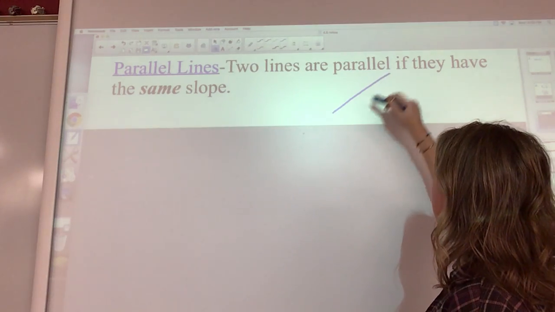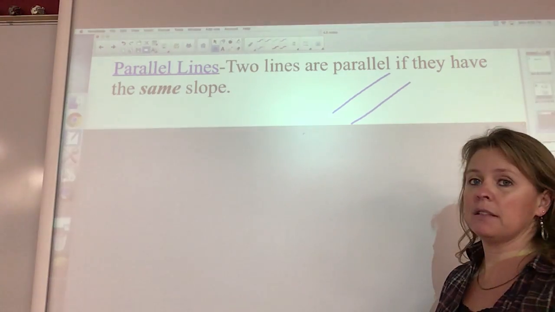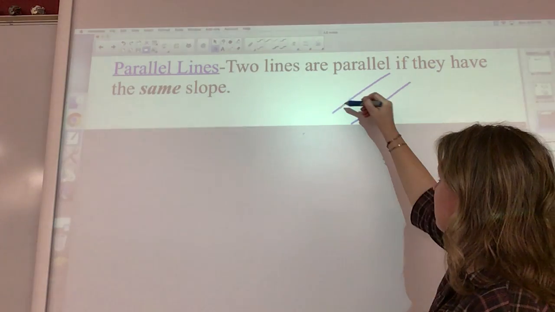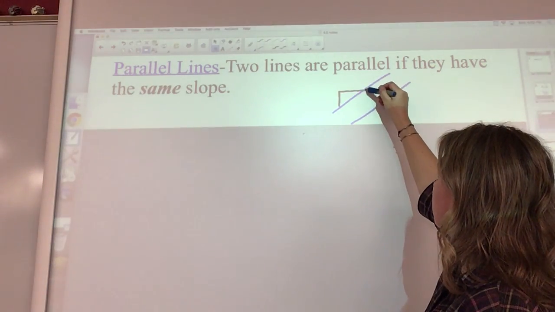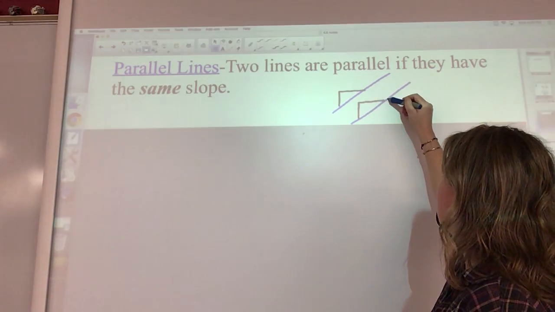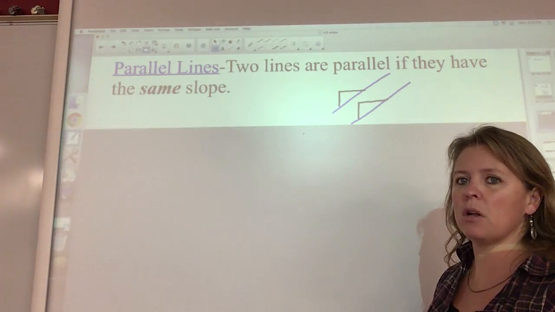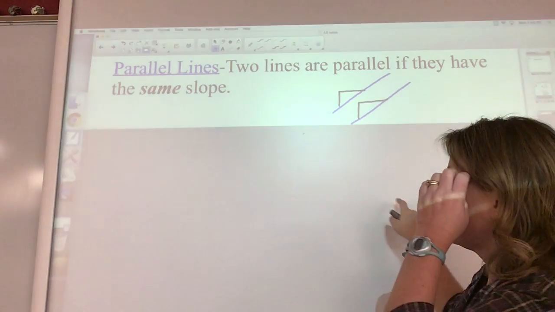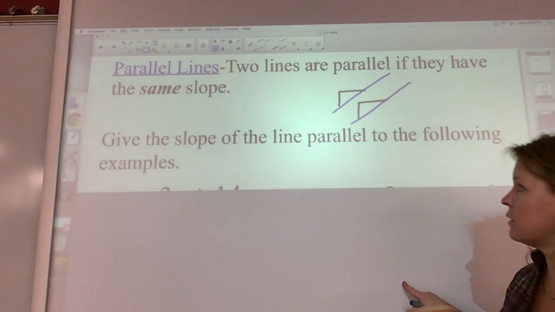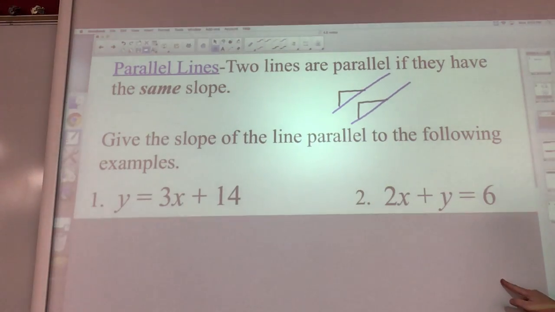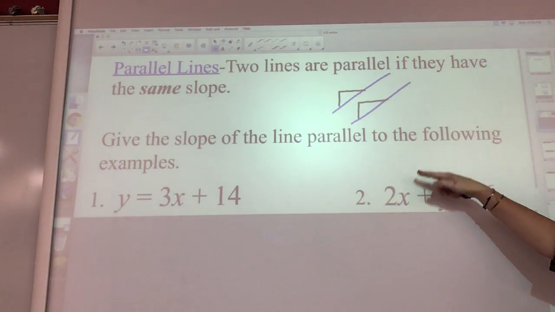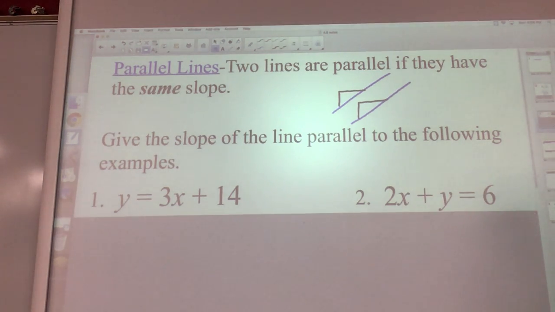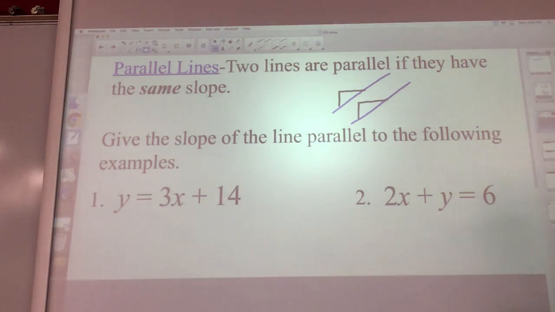So this line and this line have the exact same slope. They'll never touch. Maybe it went up 2 over 3, up 2 over 3. They have the same slope. As long as they have the same slope, they'll stay parallel. So it's going to ask you to give the slope of the line parallel to the following examples. So in each problem, what would the slope be if it was parallel?